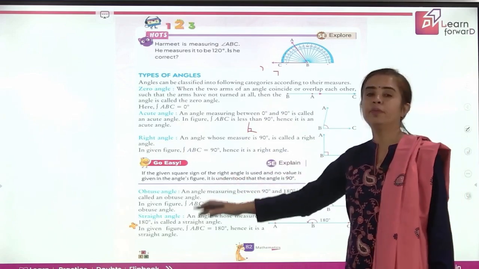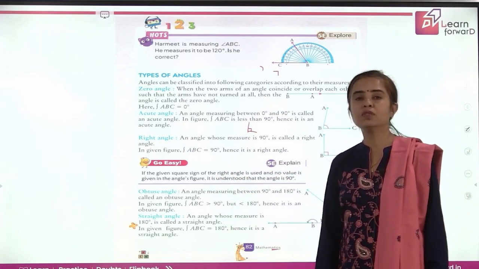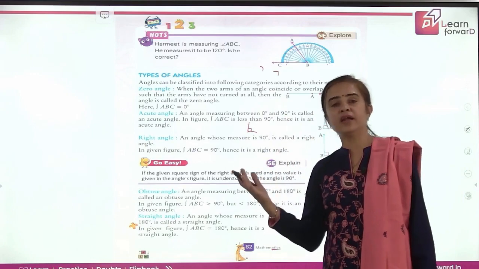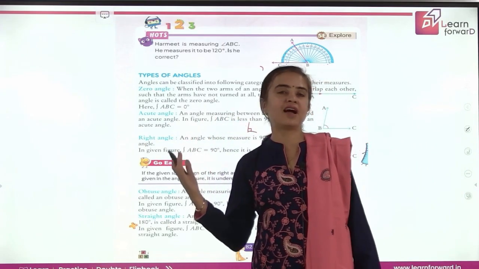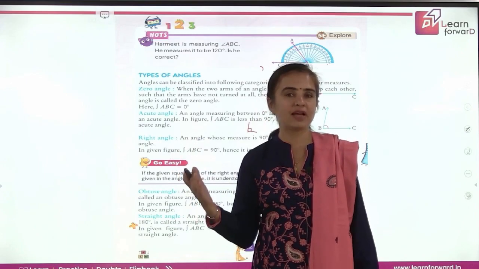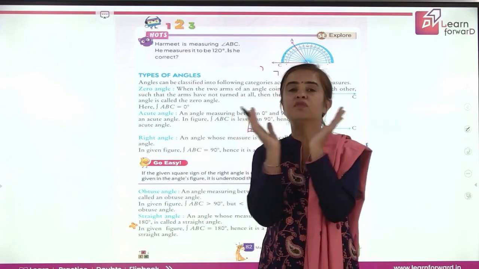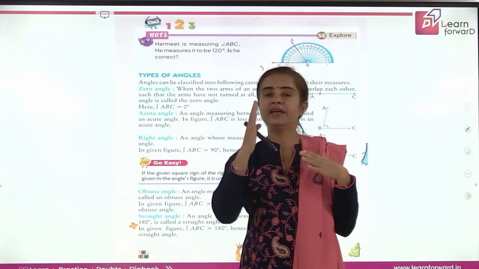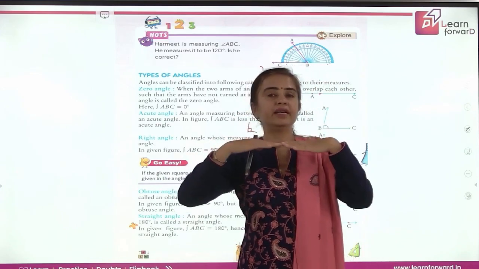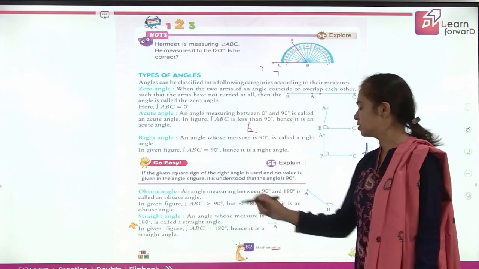Next is obtuse angle. What is obtuse angle? When you go beyond 90. 90 exactly is right angle. After 90 starts the journey of obtuse angles till you reach 180 degrees, a straight angle. So 90 degrees is a right angle, 180 degrees is a straight angle, like a straight line.